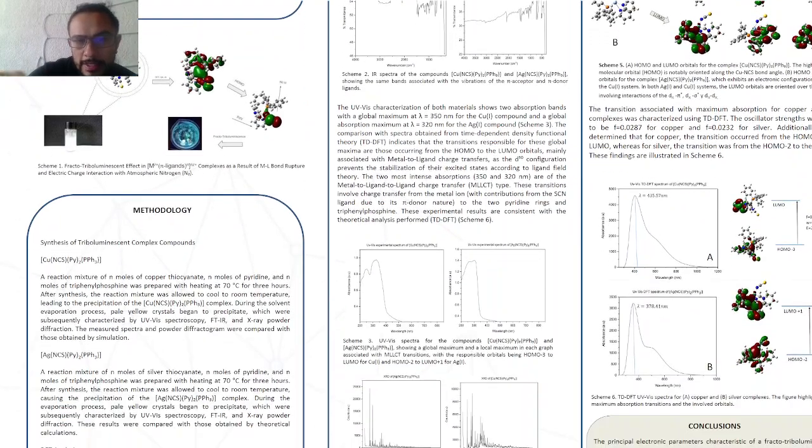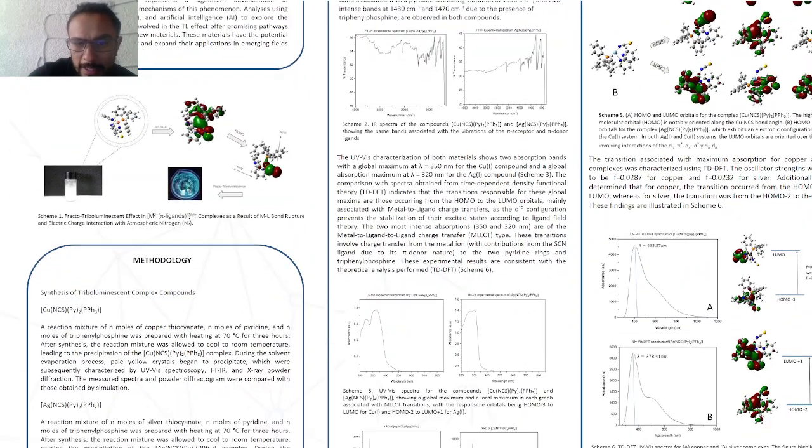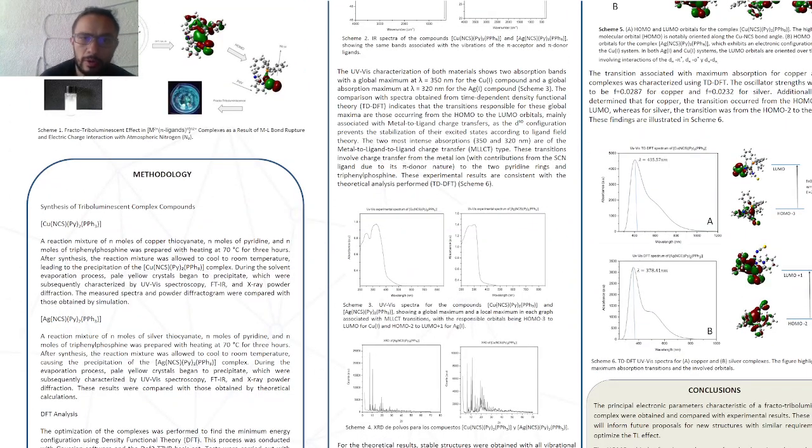This is important because this was the result of the infrared spectra, and we also did a UV-Vis characterization of both materials, as we can see in scheme 3 and scheme 4, obtaining that the maximum for copper is at 350, and for silver it was at 320.